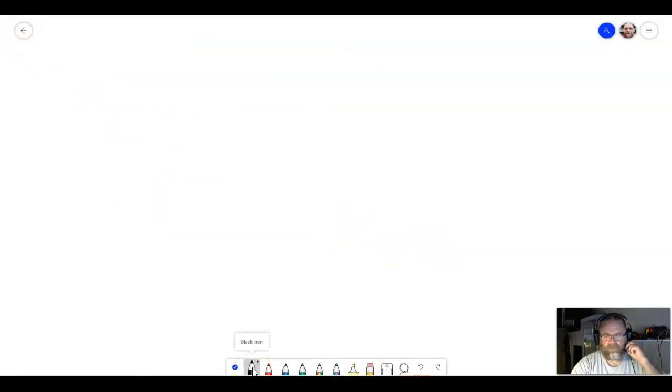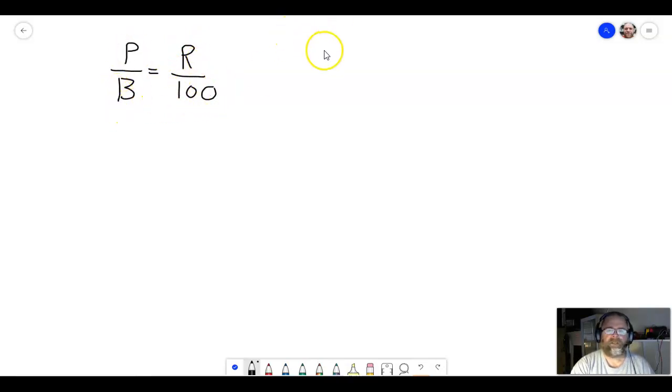All right, so for section 1.4, one very important thing that we need to know is a certain way to set up a proportion, and that's P over B is equal to R over 100. So P over B is equal to R over 100. Now this is where the P is equal to the part. So that's usually the part of the fraction there. The B, that's equal to the base of the fraction. Sometimes we call that the whole.